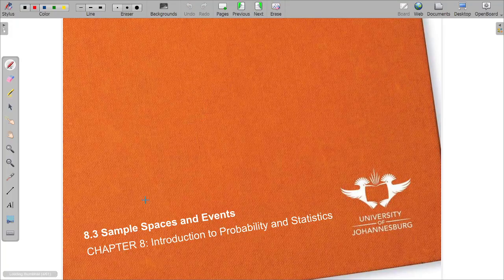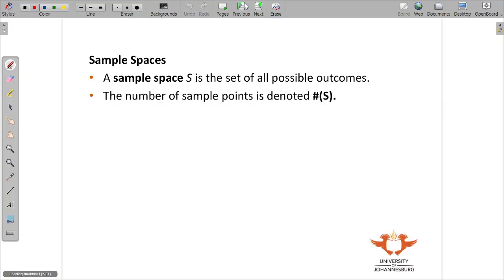Now 8.3, we are going to be talking about sample spaces and events. Let's start with what is a sample space. A sample space S is a set of all possible outcomes. We can also say it is a set of all possible options. All the possible options that we have, that is what we call the sample space.